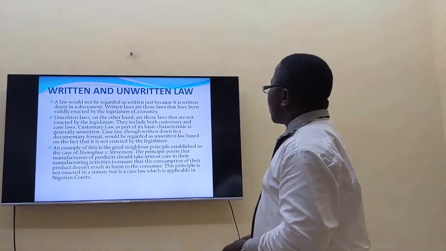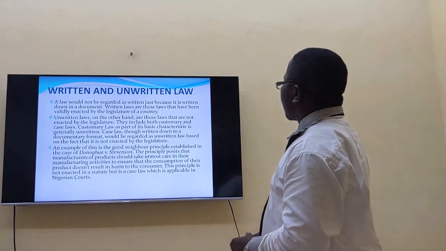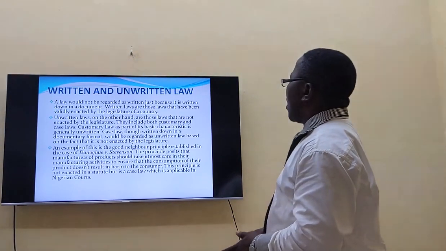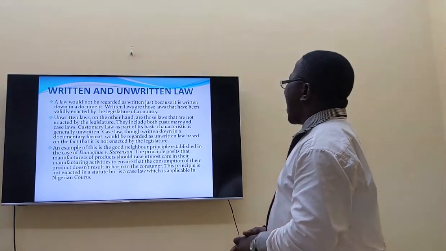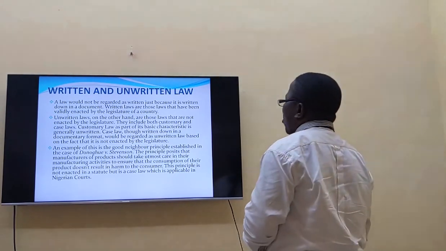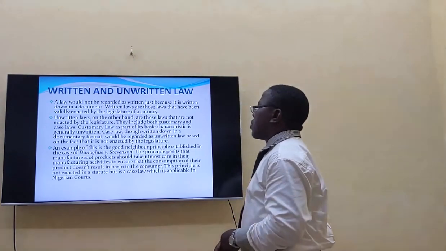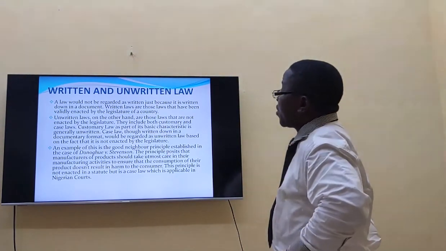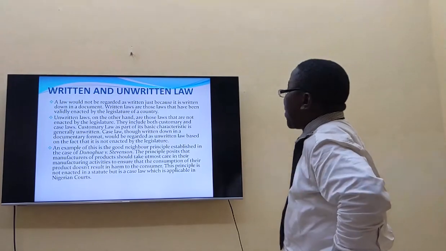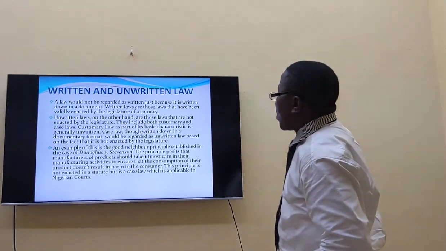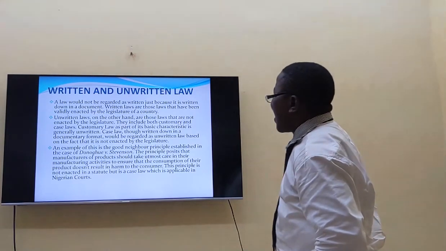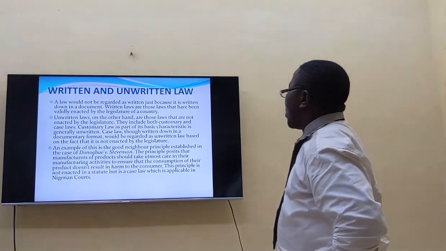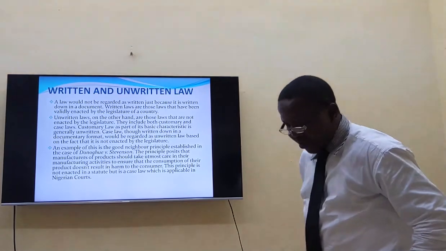So an example of this is the good neighbor principle established in the case of Donoghue v Stevenson. The principle posited that manufacturers of products should take utmost care in their manufacturing activities to ensure that the consumption of their product doesn't result in harm to the customer. This principle is not enacted in a statute, but it's a case law applicable in Nigeria.